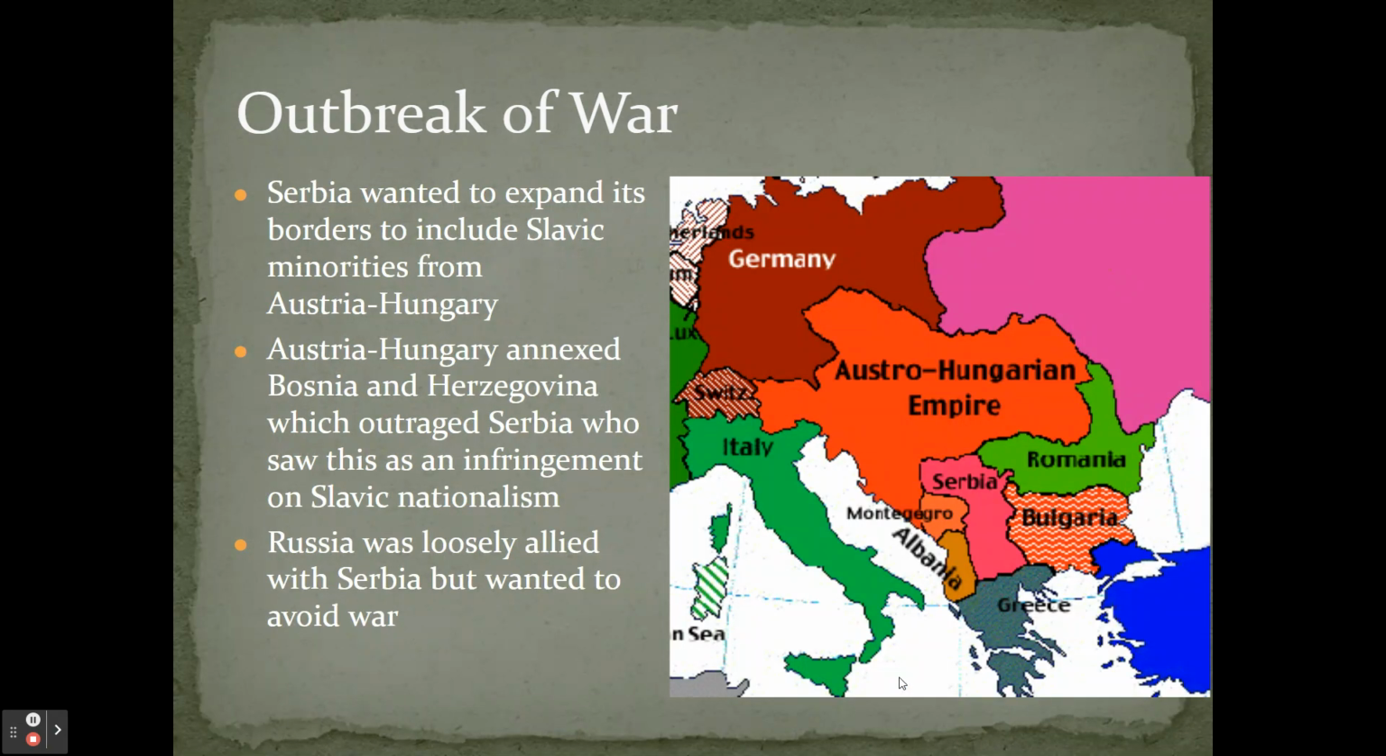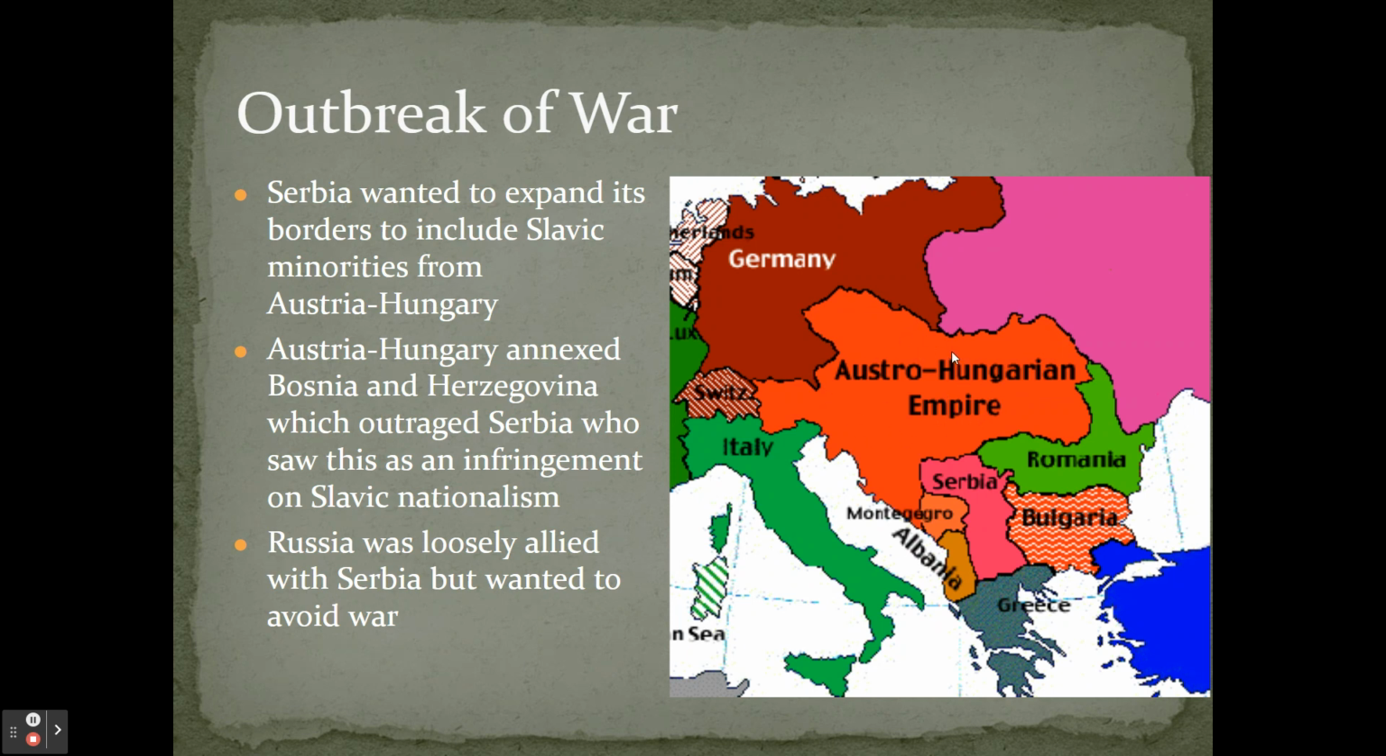So I'll explain a little bit about some of those tensions. A lot of these areas here had been slowly getting their independence from either Austria-Hungary or the Ottoman Empire down here. And Serbia, right here, wanted to expand its borders to include Slavic minorities from Austria-Hungary. A lot of the people down here are Serbian or Romanian or whatever, but their collective ethnic group is Slavic. And in the southern part of Austria-Hungary, right here, there were a lot of Slavs living there. So Serbia's idea is that those people should break off from Austria-Hungary and come join Serbia.